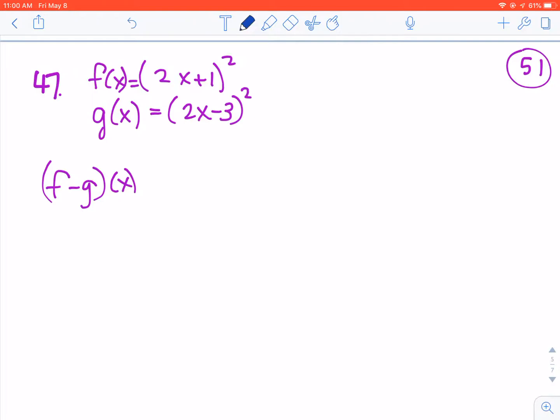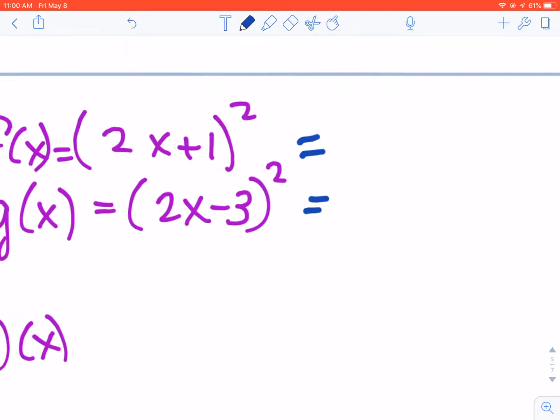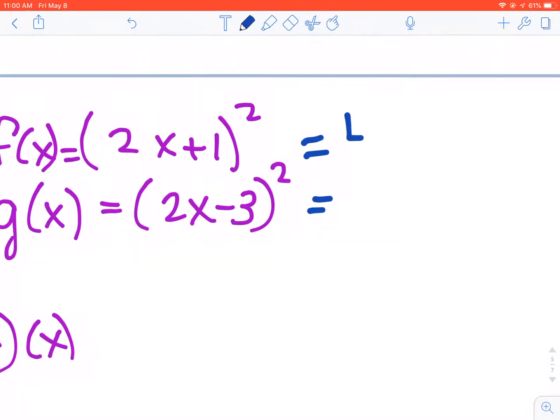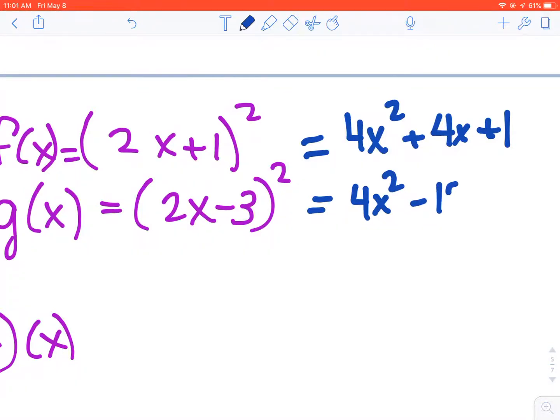All right, so now I give you a function, f of x and g of x, and you're supposed to find f minus g. Please, when you have these, make sure I would square these out first. If you don't know the shortcut, make sure you write it twice. So 4x squared plus 4x plus 1. And this one would be 4x squared minus 12x plus 9.